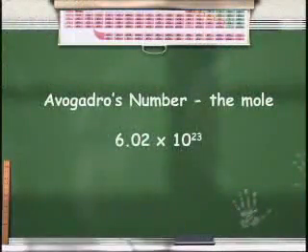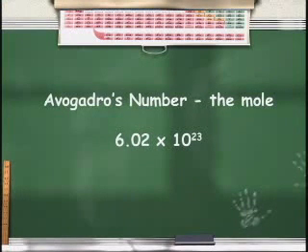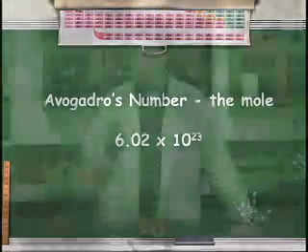A mole is simply a number, a very large number. Sometimes this number is called Avogadro's number in honor of Amedeo Avogadro, who was the first to propose the concept of the mole. A mole is equal to 6.02 times 10 to the 23rd power. Just like a dozen is always equal to 12, a mole is always equal to 6.02 times 10 to the 23rd power.